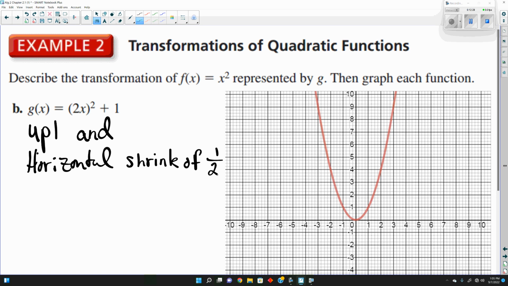Now, one other way we can do it is to think of it as the opposite of what we think. So if it looks like a stretch, it's a shrink. Or if it looks like a shrink, it's a stretch.